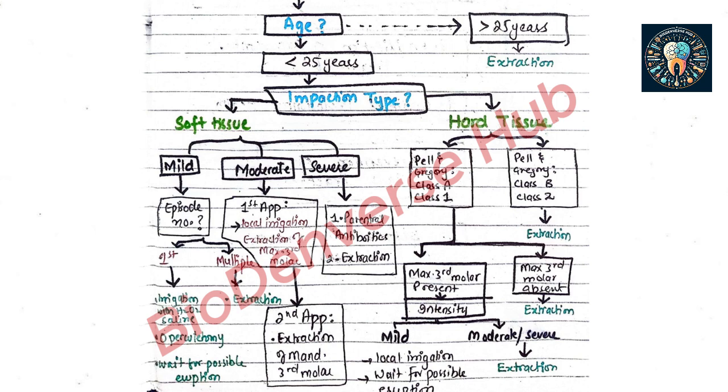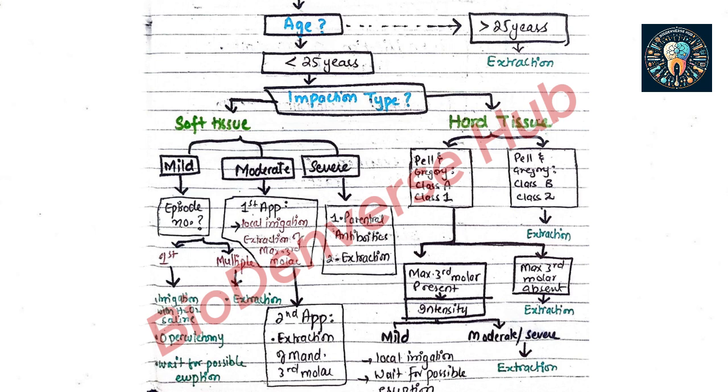Now, if the impaction type is a hard tissue one, you need to again categorize it according to Pell and Gregory's class A or 1. If the case is of class A and 1, you need to go for the maxillary third molar. If it is present, you need to check out for the intensity. Again, if it is mild, go for local irrigation and wait for the possible eruption. But if it is moderate to severe, you need to go for the extraction.